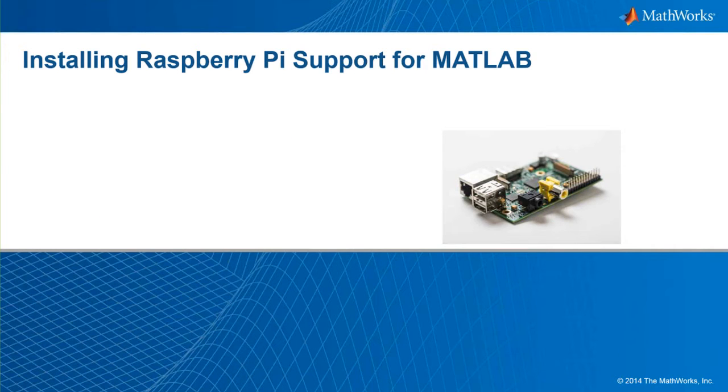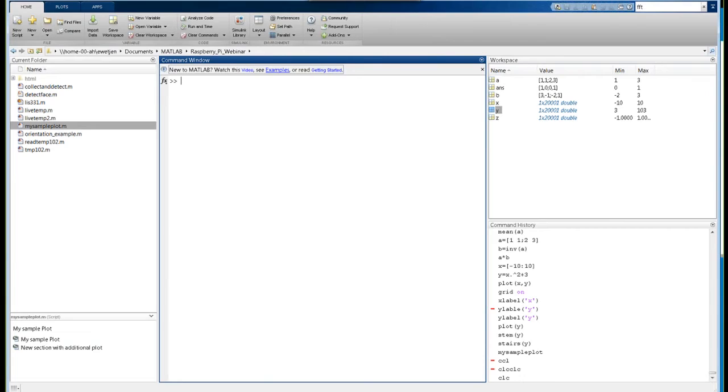This short demonstration will show you how to get up and running using MATLAB with your Raspberry Pi. The first thing that you will need to do is to go to the add-ons in the tool strip and choose Get Hardware Support Packages. So let's go into MATLAB, and I'll show you where that is. So again, we're on the Home tab, Add-ons, Get Hardware Support Packages.